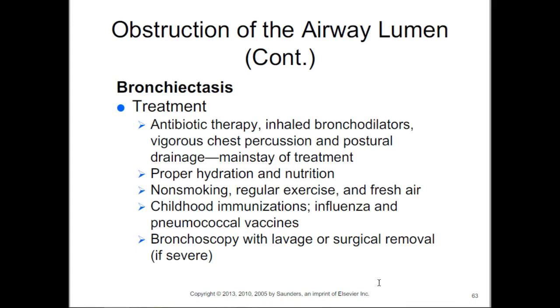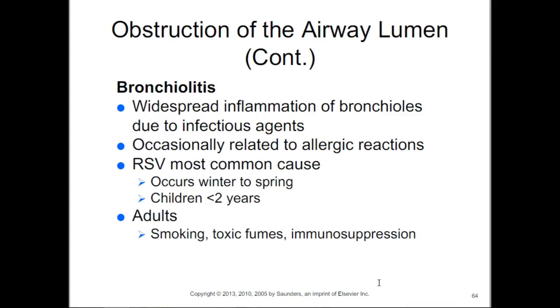Anytime a child might be born with this, childhood immunizations, particularly for influenza and pneumococcal vaccines, and like the Haemophilus influenzae type B vaccine as well, right? Anything that would prevent there from being any type of pneumonia. Remember, pneumonia can be caused by many different microorganisms, not just the pneumococcal ones. That's usually streptococcal, okay? Streptococcus pneumoniae is the one that the pneumococcal vaccine is protective against, right? So bronchoscopy with lavage and even surgical removal if necessary.